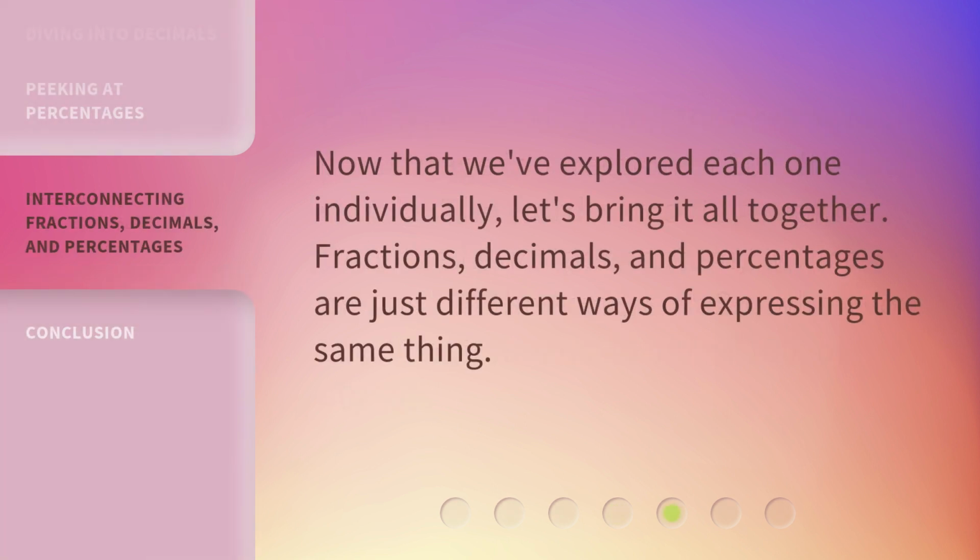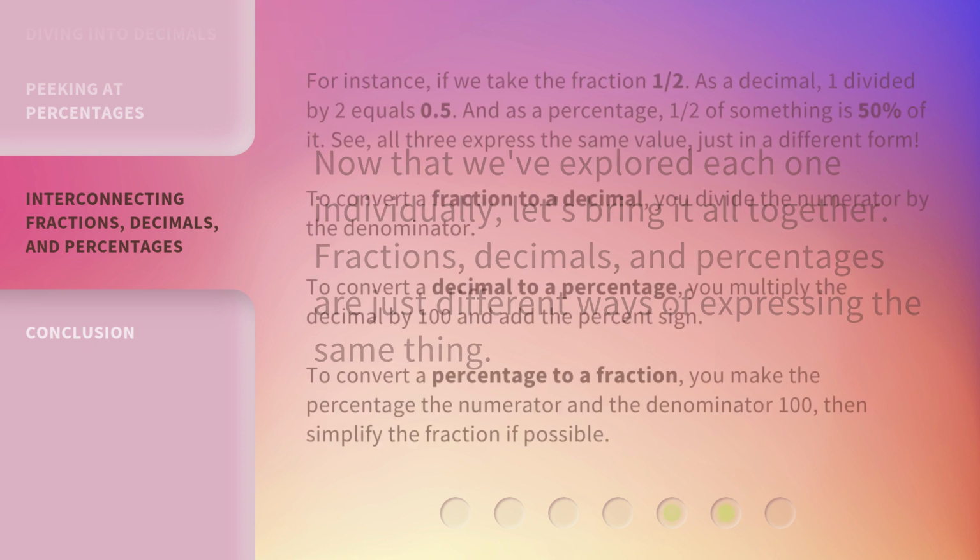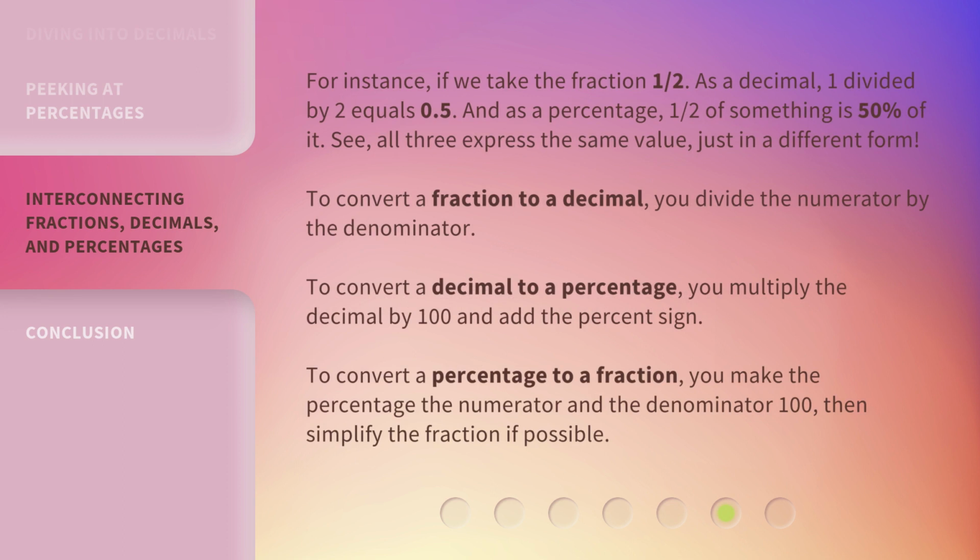Now that we've explored each one individually, let's bring it all together. Fractions, decimals, and percentages are just different ways of expressing the same thing. For instance, if we take the fraction 1/2. As a decimal, 1 divided by 2 equals 0.5. And as a percentage, 1/2 of something is 50% of it. See, all three express the same value, just in a different form.